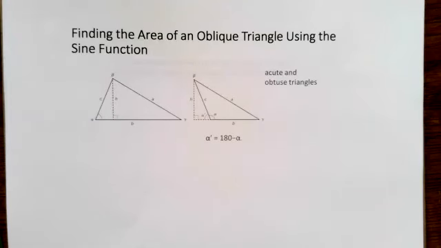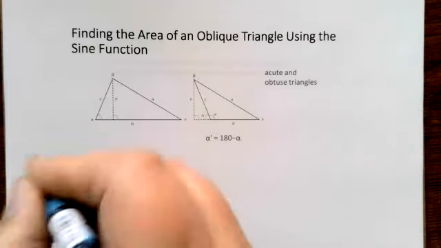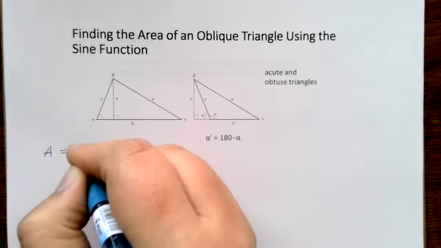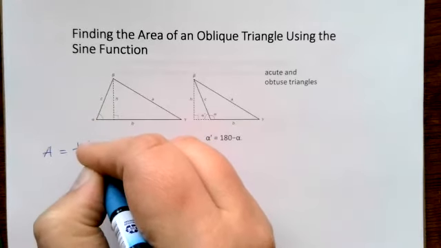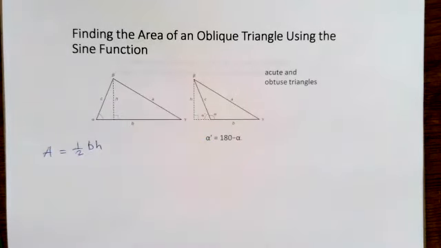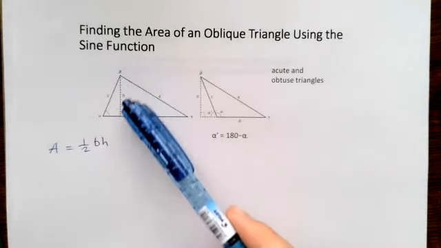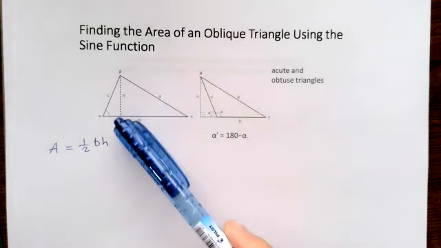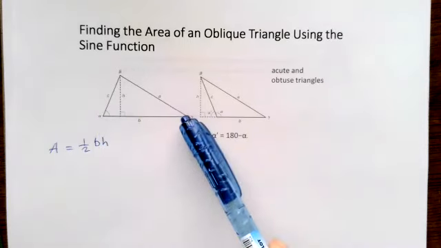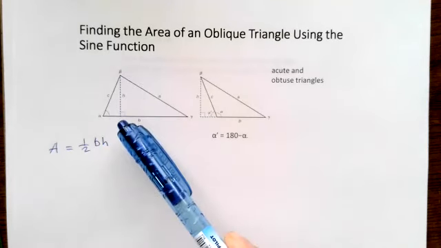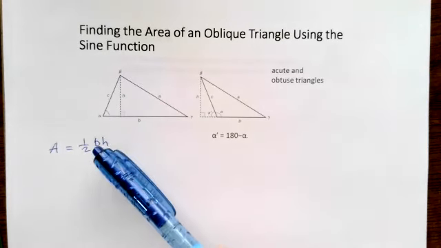Now, how do we find the area of an oblique triangle using the sine function? So I want you to recall that the formula of the area of a triangle in general is 1/2 times base times height. So in order to use this formula, we first have to put the height, the perpendicular to the base, and figure out the height of that triangle, and then use it in the formula.